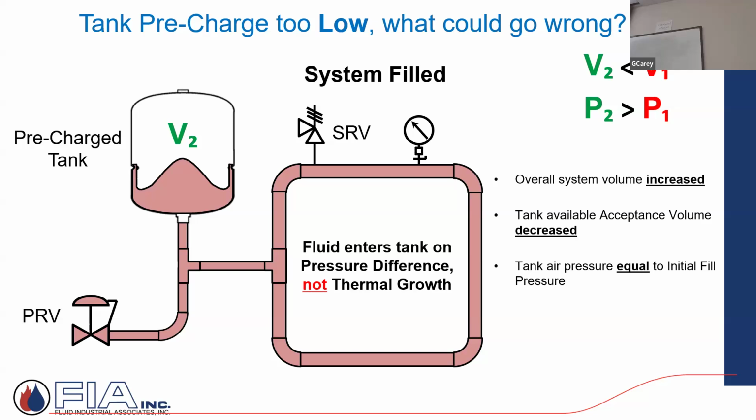So the available acceptance volume, which is a key term we're going to get into very shortly on how you size these tanks, all of a sudden decreases. Now I don't have as much space. So then the tank air pressure, yeah, if I was to put a pressure gauge on it, it will equal the initial fill pressure, but that's because I'm squeezing the air with some additional system water that's cold that doesn't belong in there because I didn't properly recharge it so that the cold water couldn't get in.